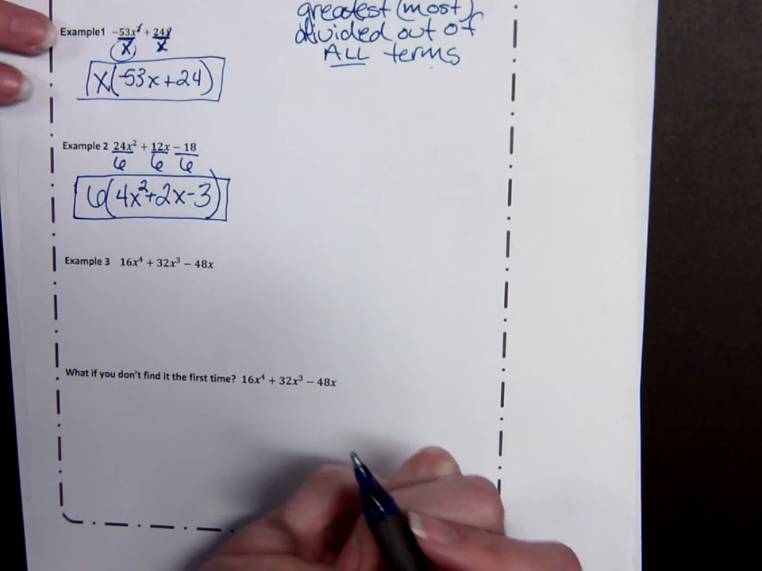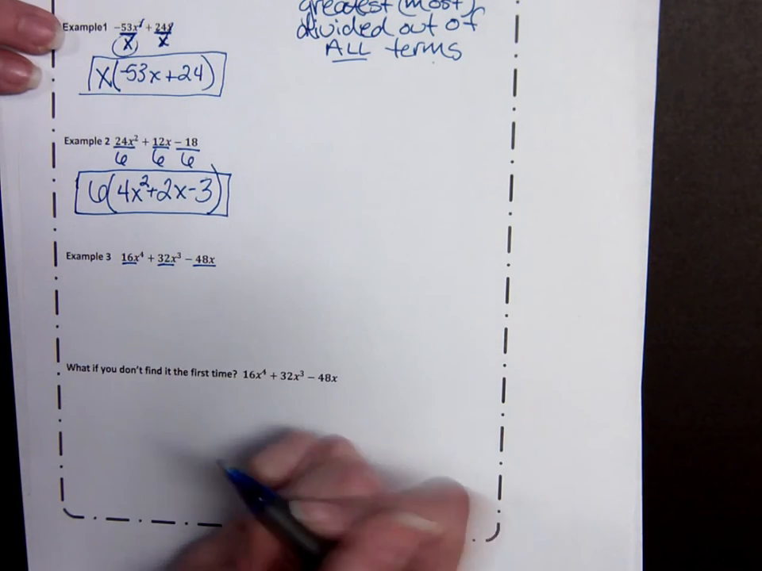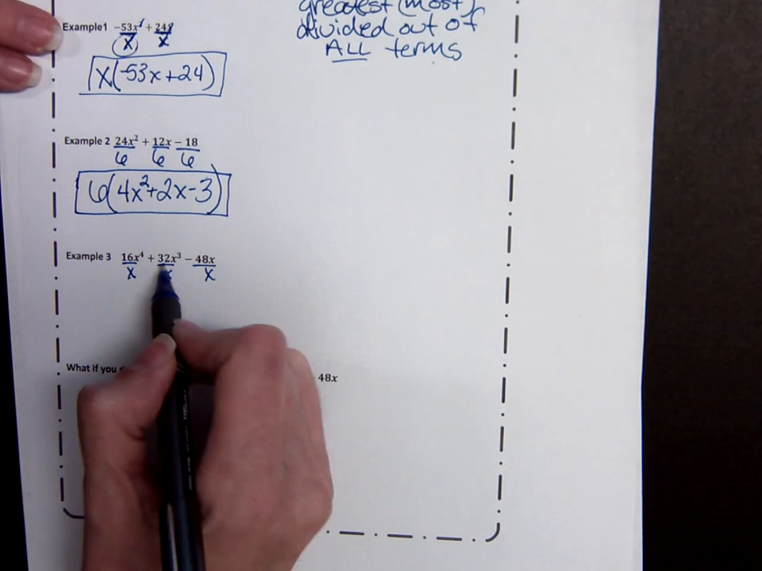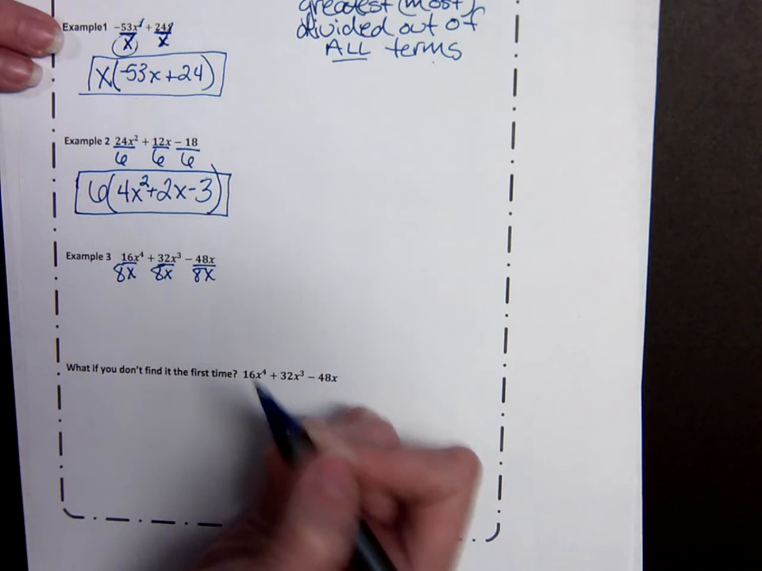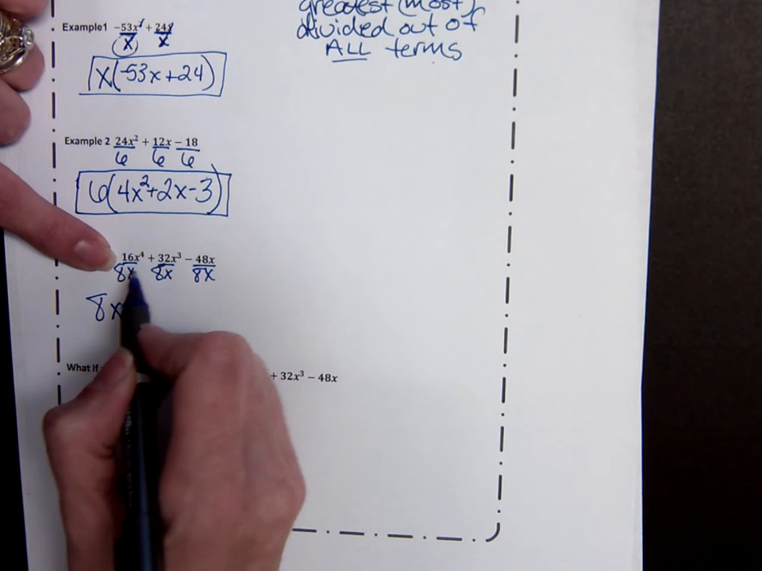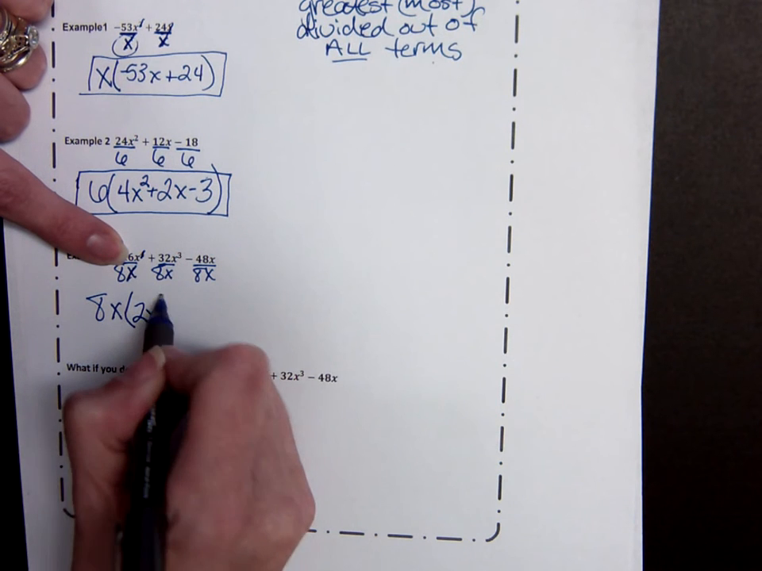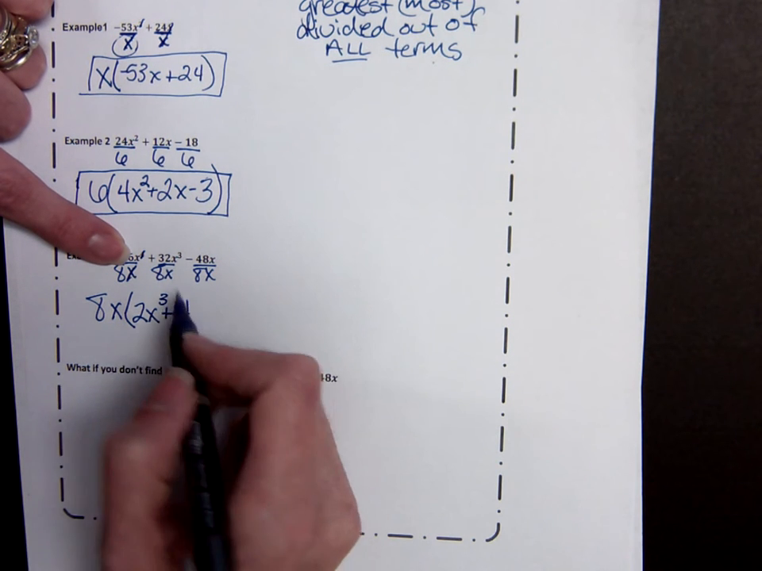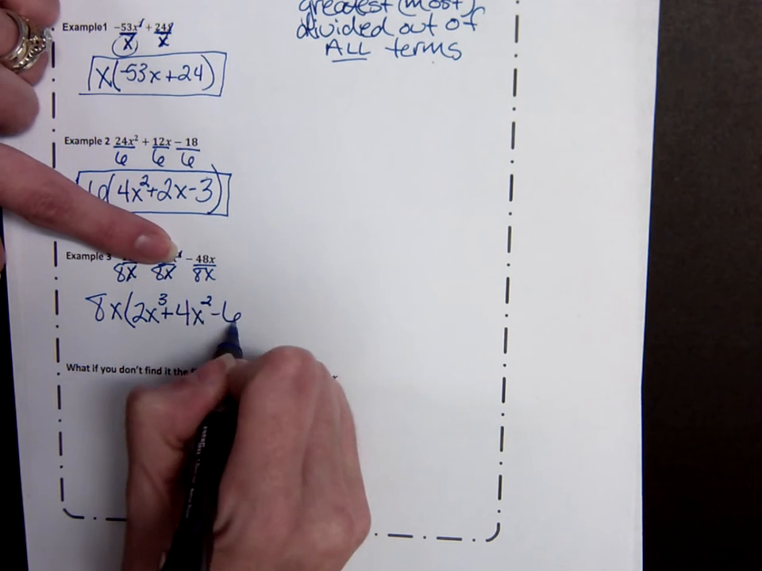Okay. Example 3, we're going to kind of combine both of those because now every term has that x value. So I'm definitely going to take the x out of everything. And then when I look at 16, 32, and 48, all of those are divisible by 8. So now we pull out the 8x, and then step by step, 16 divided by 8 is 2. X to the 4th divided by x just leaves x cubed. 32 divided by 8 is 4. It stays positive. X cubed divided by x is x squared. Minus 6. 48 divided by 8.